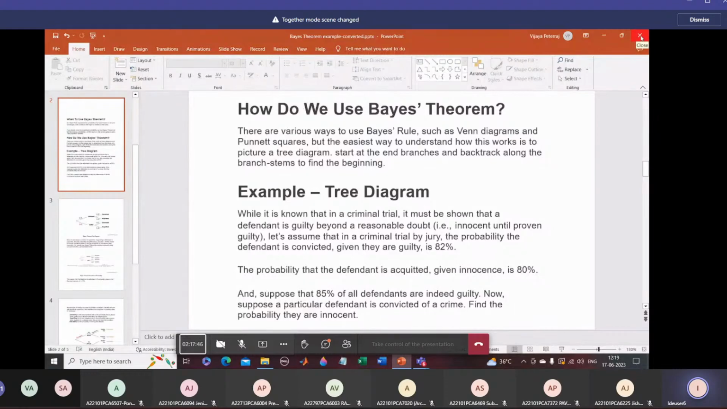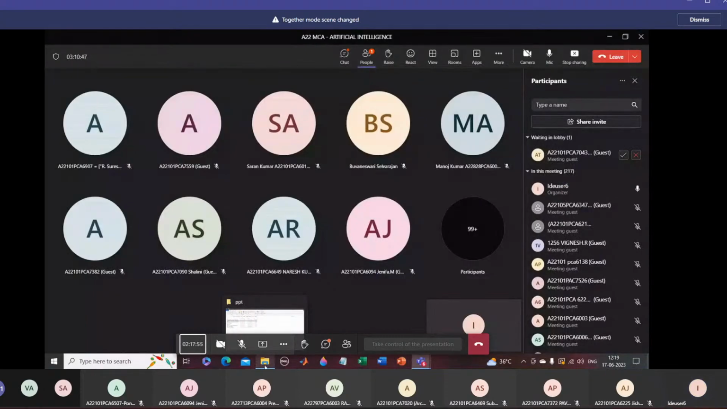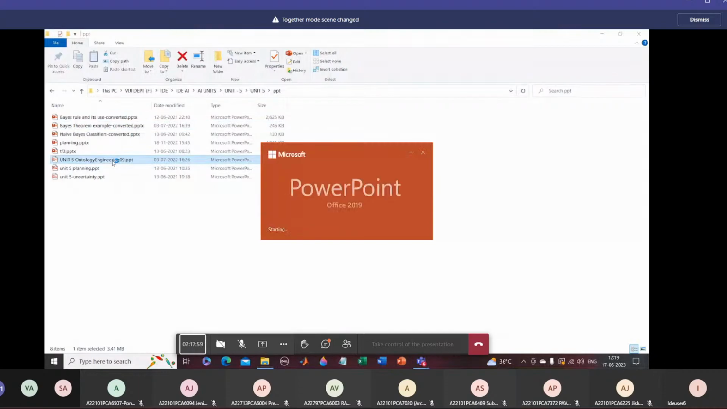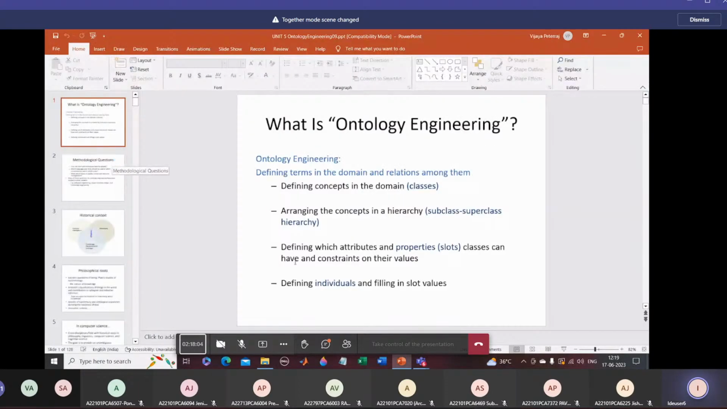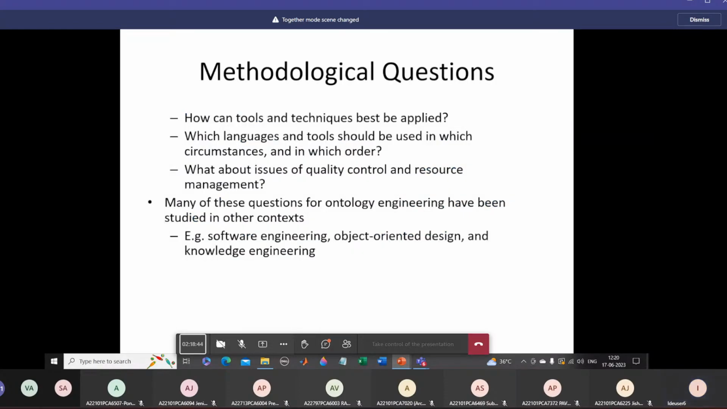Okay, and then we move into ontology. I'll rush through this. What are the different topics we have under this? For ontology engineering, we define terms in the domain and relations among them. So you have to give the domain classes and concepts. You can arrange the concepts in a hierarchy, with subclasses and superclasses. You have to define the properties and attributes, which have constraints on their values, define the individuals, and fill in the slot values. How tools and techniques can be applied. There are many questions on this ontology engineering.